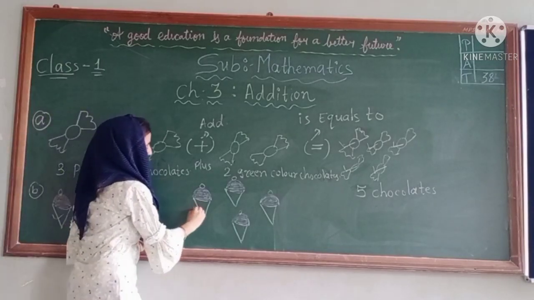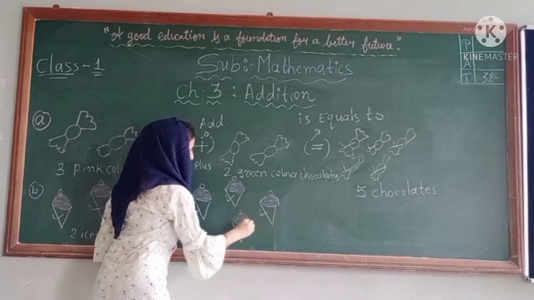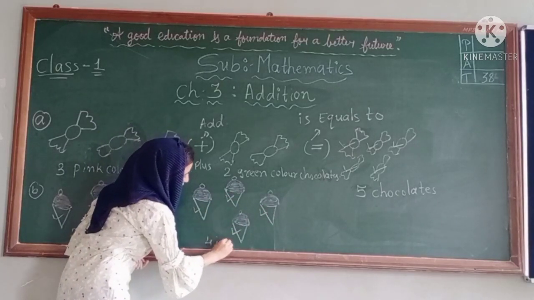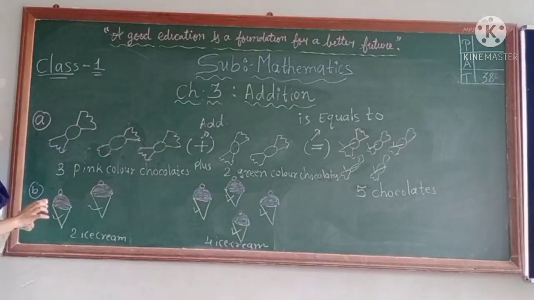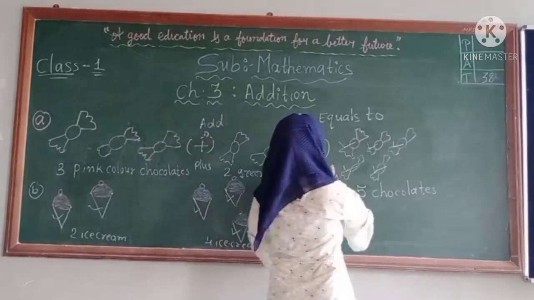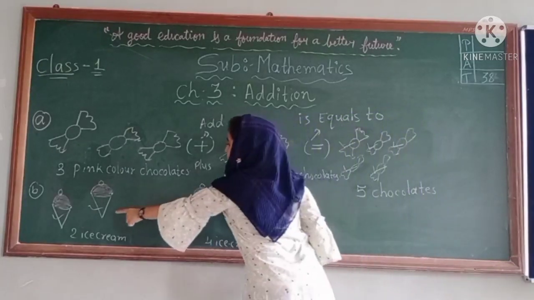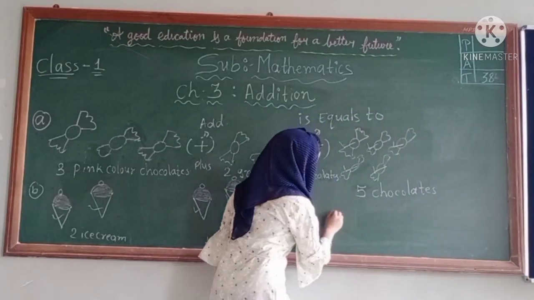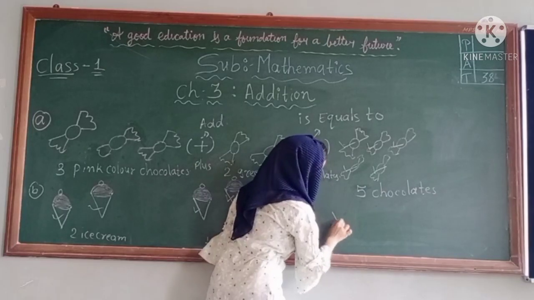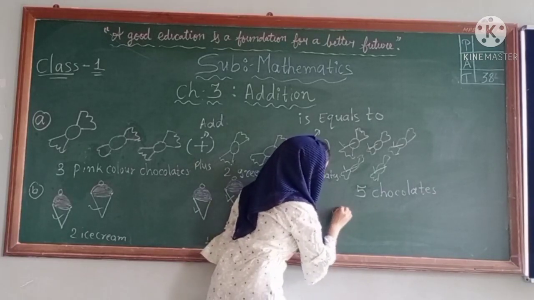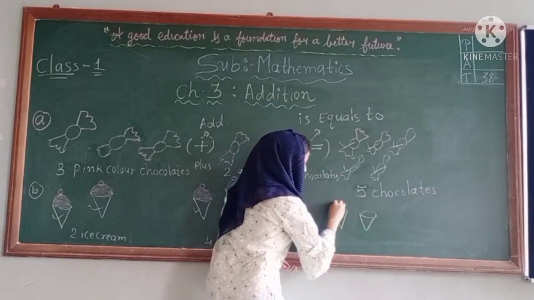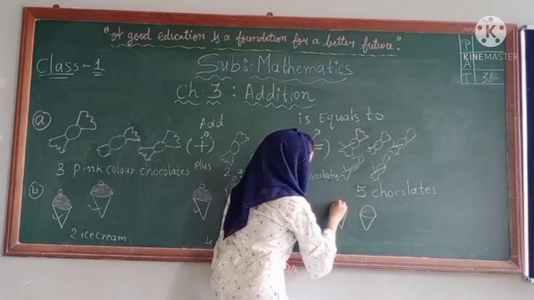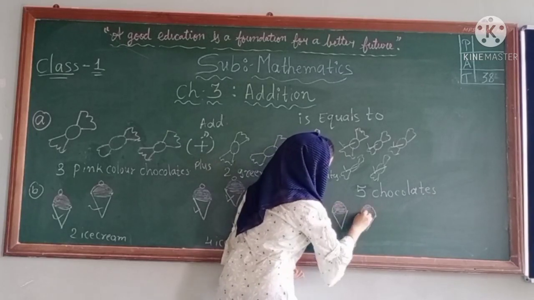Right? Then 1, 2, 3, 4. How many ice creams students? 4 ice creams. Right? Now I want to find out the total number of ice creams. So let us draw, students, all together. Let's do first 2 ice creams having a pink color. So 1, 2, which is having a pink color like this. Can you see students? So that I am putting here.